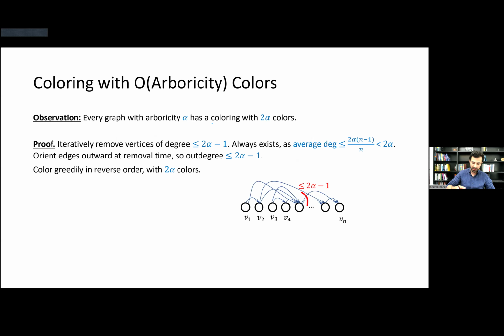We can do the following. We can iteratively remove vertices from the graph that have degree at most 2 times alpha minus 1. So let's remove those vertices whenever we find one. And it's easy to see that there is always such a vertex. The reason is simple. In any graph of arboricity at most alpha, for any set of vertices that remain, the average degree is strictly below 2 alpha. Therefore, there's always a vertex that has degree at most 2 times alpha minus 1.